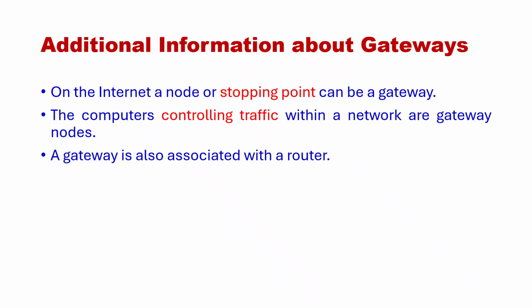Now let us look at additional information about gateways. On the internet, a node or stopping point can be a gateway. The computers controlling the traffic within a network are gateway nodes. A gateway is also associated with the router.